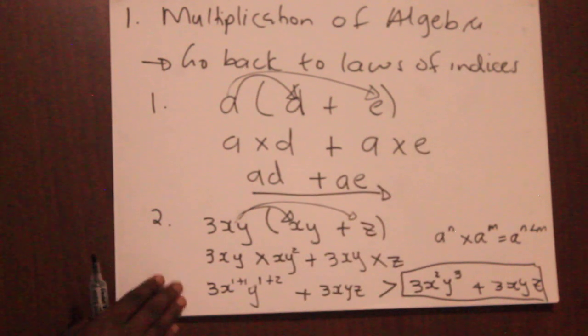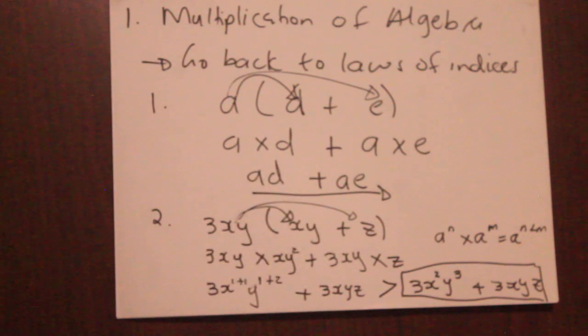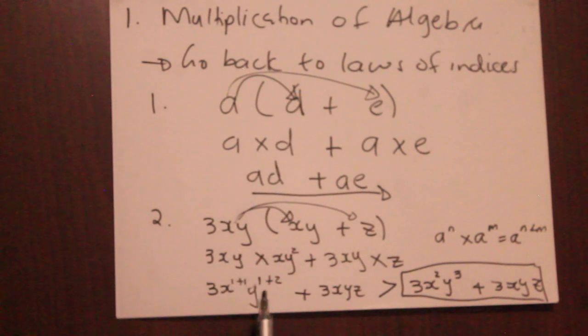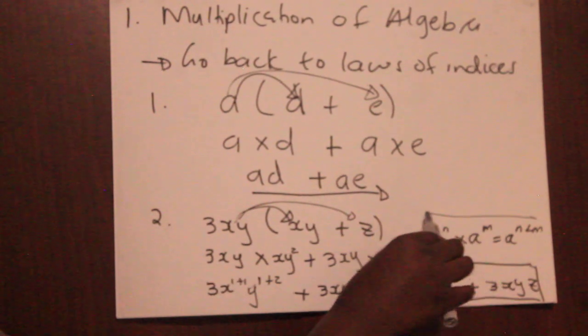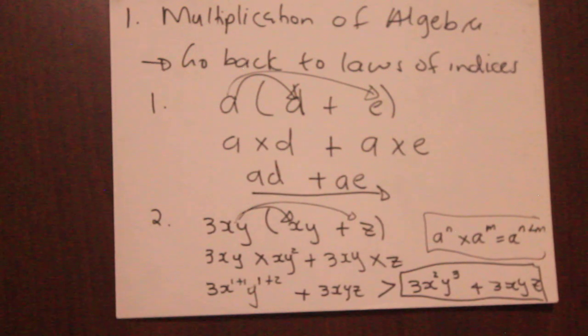It's the same as this one, except here our terms are repeating. Here we have XY, and then we have XYZ. So we have to look at that. But for us to understand that, we need to go back to the rules of indices. Okay, cool.